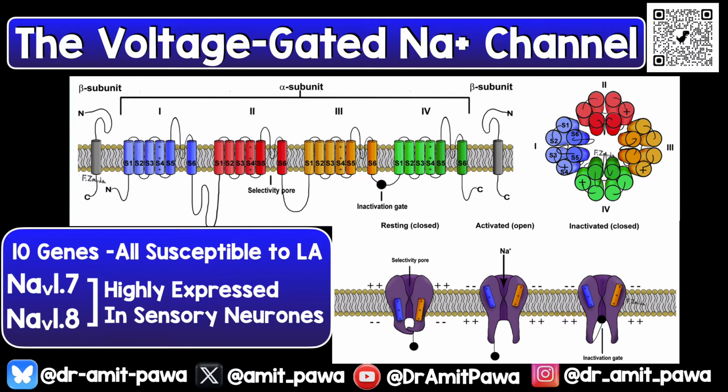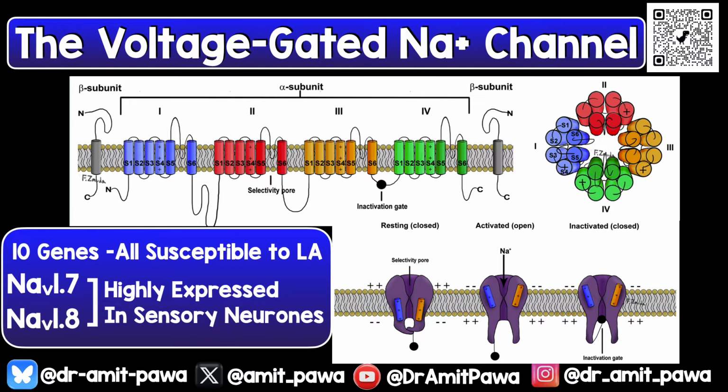Now, local anaesthetic drugs block this depolarization by their action on voltage-gated sodium channels, and I'm going to show you the complex structure of the voltage-gated sodium channel. You can see it's got alpha and beta subunits, and it exists in different phases: resting, activated, and inactivated phases. Now, there are 10 genes that code for voltage-gated sodium channels, and they're all susceptible to local anaesthetics, but the NaV 1.7 and 1.8 are highly expressed in sensory neurons. You can imagine those sodium channels that are in the heart can explain why local anaesthetic acting on those channels can cause local anaesthetic systemic toxicity.